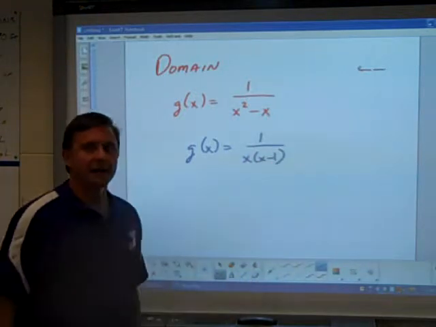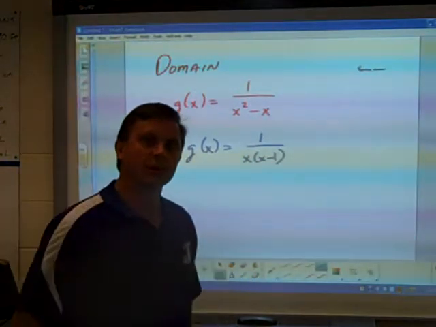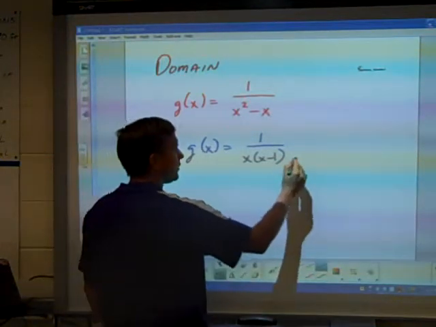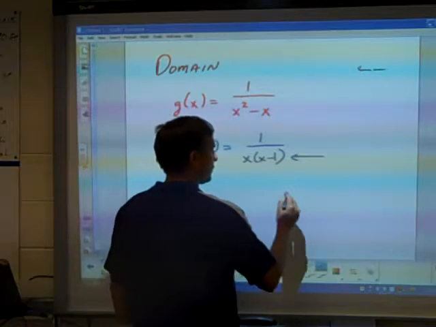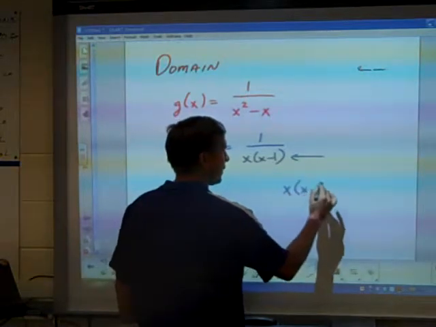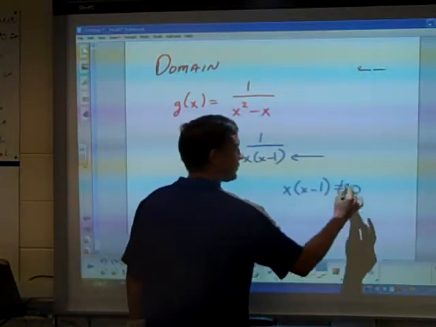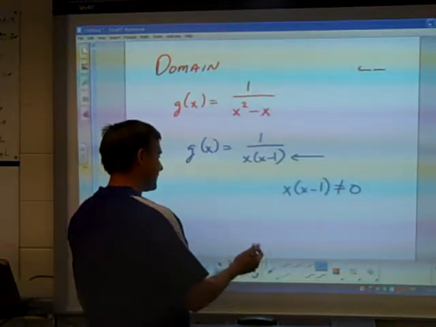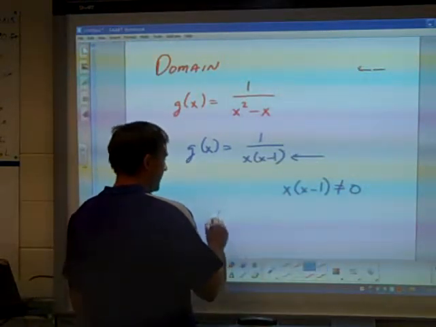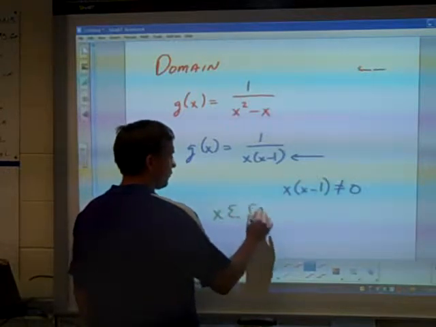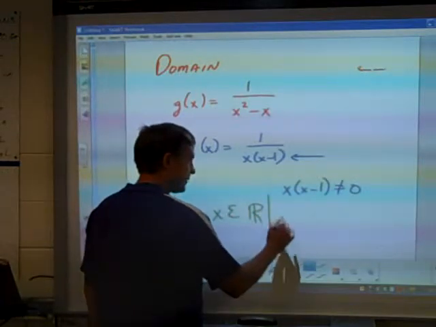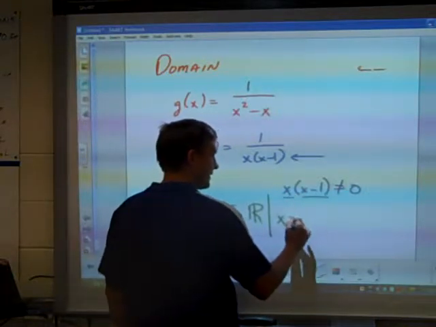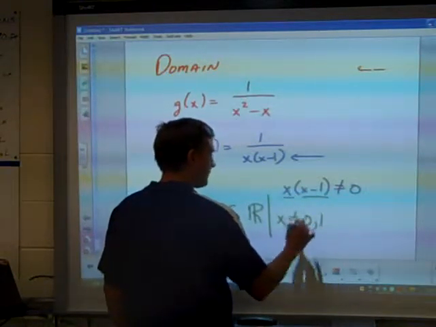I first want to factor. In calculus, a lot of times, algebra is factoring. Factoring is the algebra. That's what has to happen. And we know that the bottom cannot equal 0. So x times x minus 1 cannot equal 0. We also know that the bottom can be any other number. So in this case, for the domain, x is going to be an element of all reals, except, what makes this 0? Well, x cannot be equal to 0 or 1.